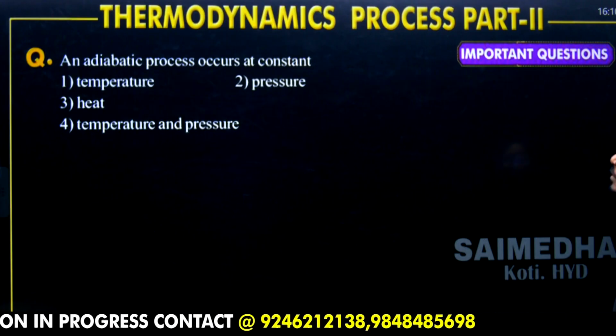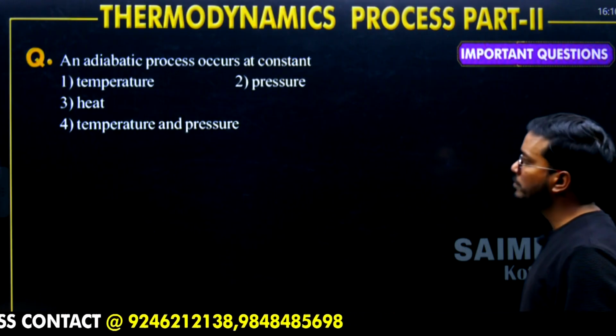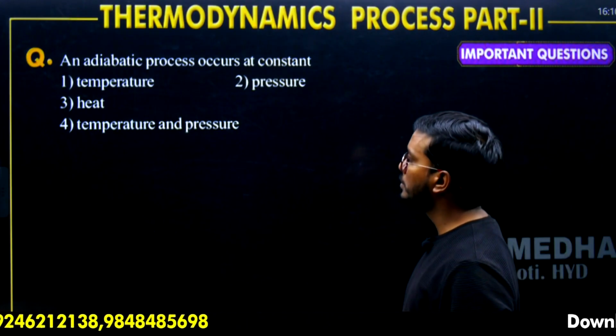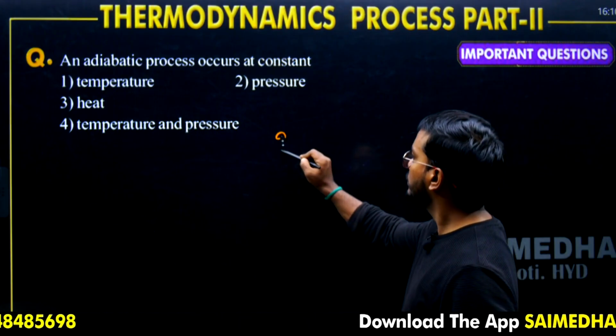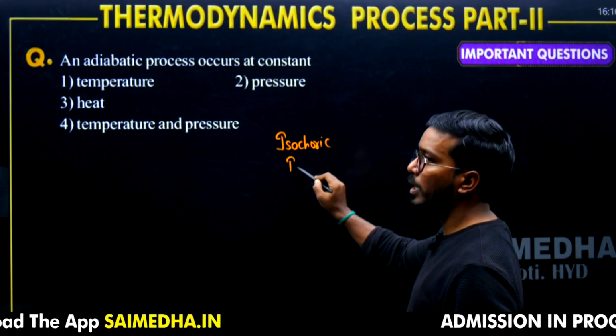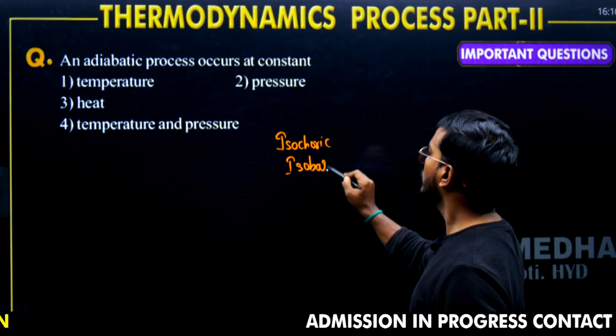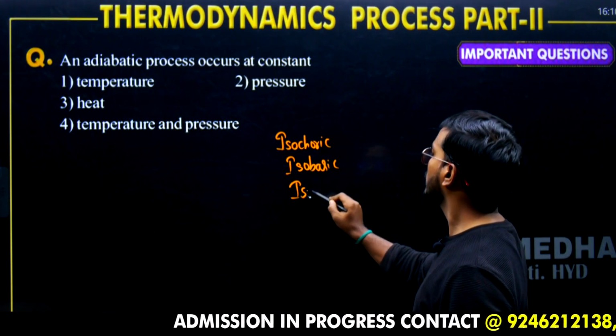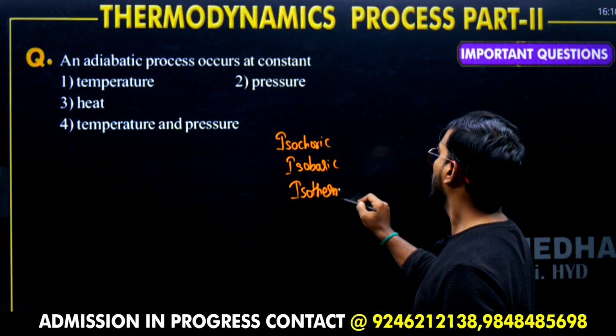Moving on to the second important question. An adiabatic process occurs at, we know, isochoric process, isobaric process, isothermal process, and adiabatic.